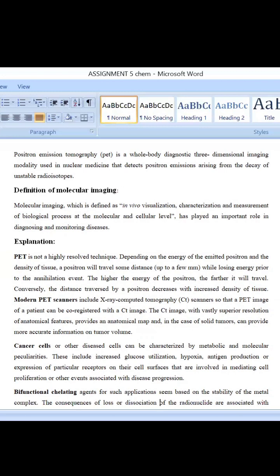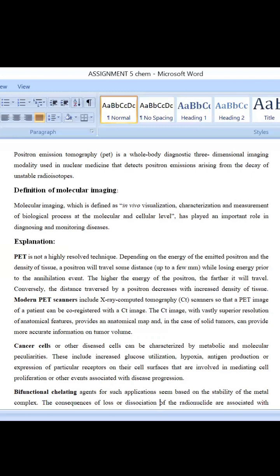Next point is cancer cells. Cancer cells or other disease cells can be characterized by metabolic and molecular peculiarities. These include increased glucose utilization, hypoxia, antigen production, or expression of particular receptors on their cell surfaces that are involved in mediating cell proliferation or other events associated with disease progression.